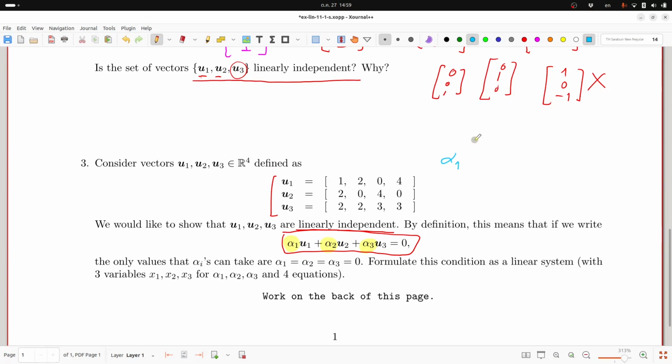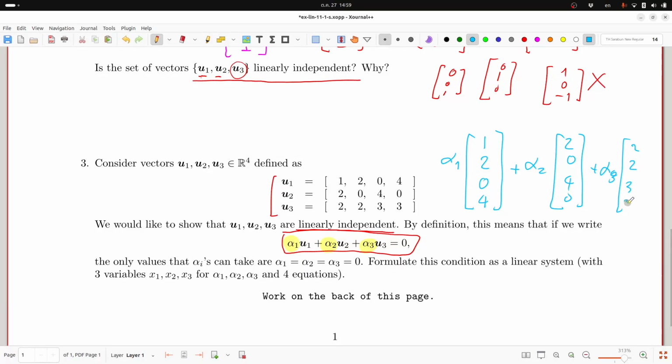So you have alpha 1 times u1, where u1 is 1, 2, 0, 4, and alpha 2 times u2, which is 2, 0, 4, 2, and alpha 3 times 2, 2, 3, 3. And I want this all to be 0. So how can I write them as a linear system? I will have a linear system with 4 equations and 3 variables. How can I write that?